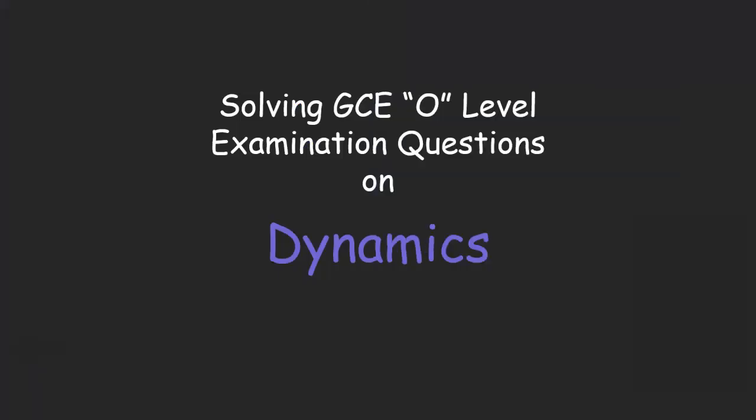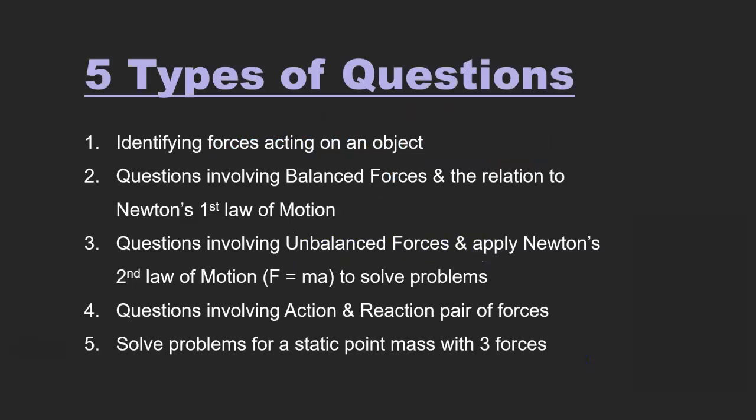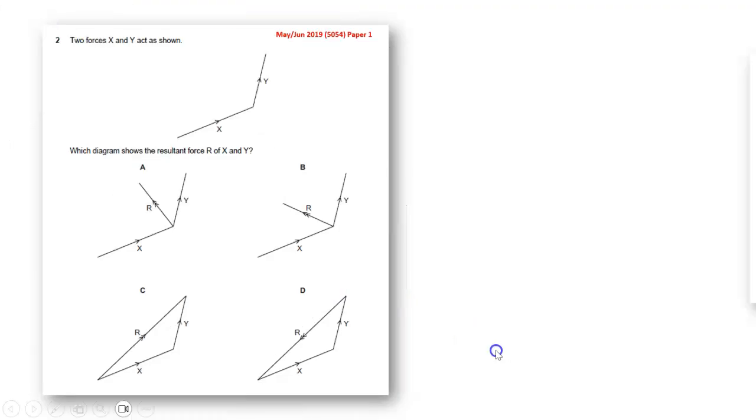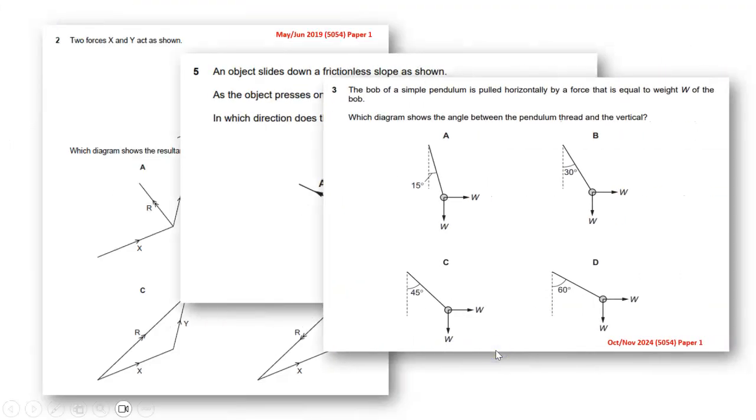In this lesson on solving GC examination questions on dynamics, we are going to cover the 5th most important and frequently asked question, which involves a static point mass tied to 3 forces. If you search through past exam papers, you will discover that many questions are set with regards to a static point mass tied to 3 forces.